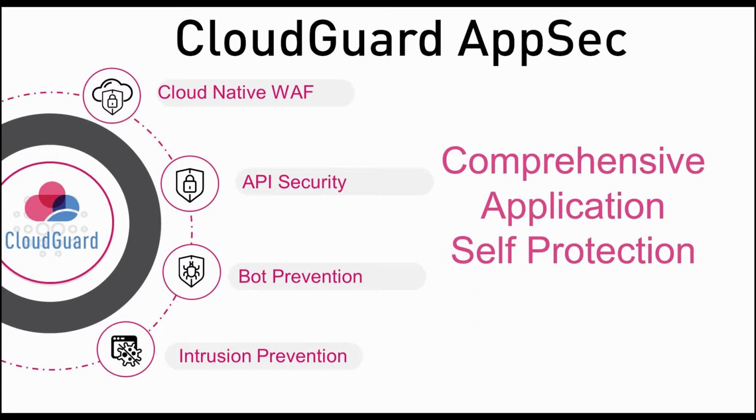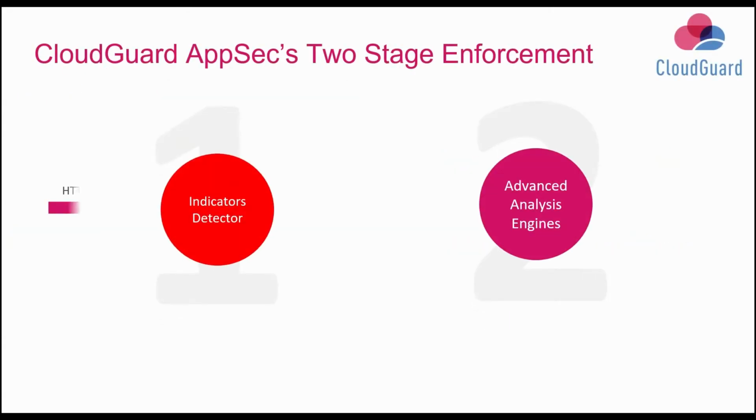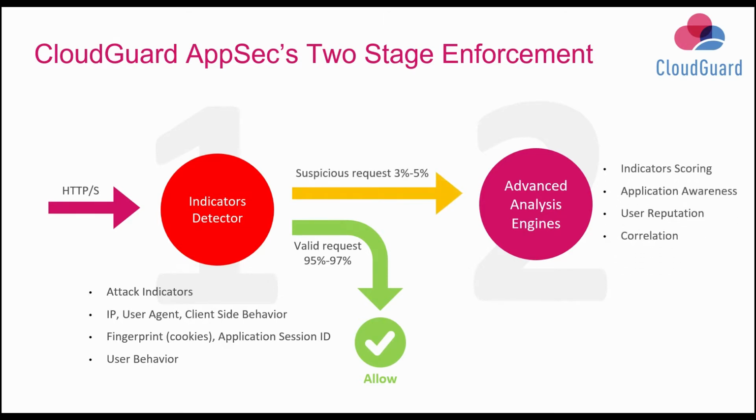CloudGuard AppSec is a modern application security solution that offers multi-dimensional security analysis that is fully automated with very minimal policy administration. It uses a two-stage enforcement. In the first stage, it looks at attack indicators like IPs, client-side and user behavior, cookies, and the application session ID. If any of these indicate a suspicious request, it moves on to multiple machine learning engines. It'll correlate the findings of all of these engines to determine whether to allow or prevent the request.